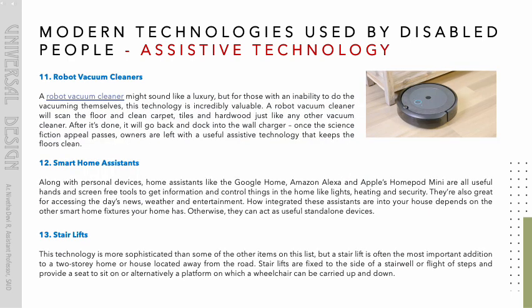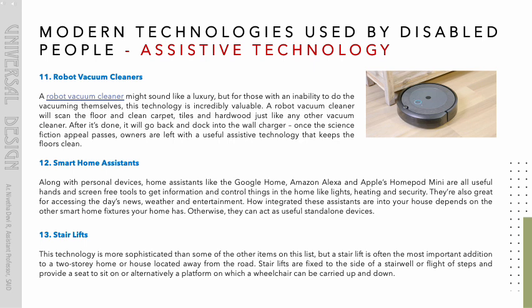11. Robot vacuum cleaners. A robot vacuum cleaner might sound like a luxury, but for those with an inability to do the vacuuming themselves, this technology is incredibly valuable. A robot vacuum cleaner will scan the floor and clean carpet, tiles and hardwood just like any other vacuum cleaner. After it's done, it will go back and dock into the wall charger. Once the science fiction appeal passes, owners are left with a useful assistive technology that keeps the floors clean.